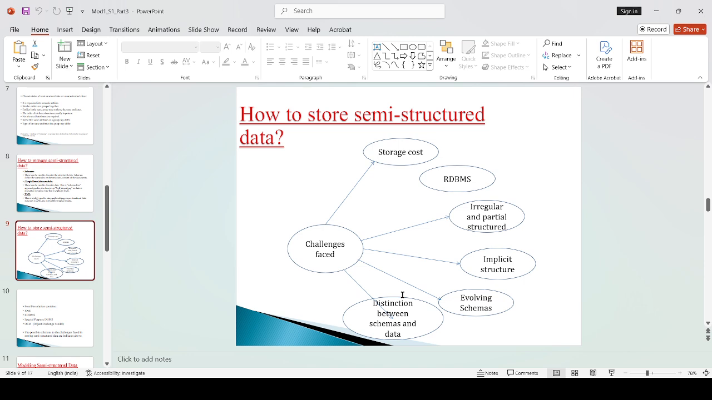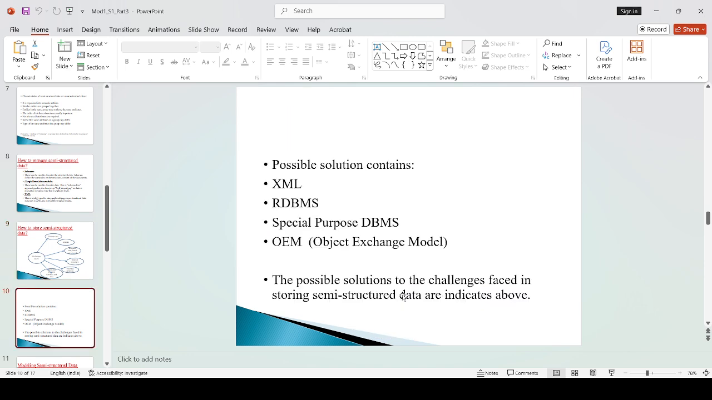To address these challenges, organizations can use several solutions like XML documents, relational database management systems, and special purpose database management systems, such as OEM, which stands for Object Exchange Model. These technologies help to store and organize semi-structured information in an efficient manner.